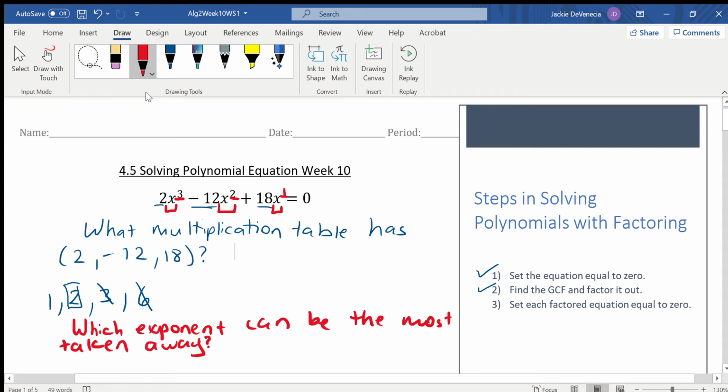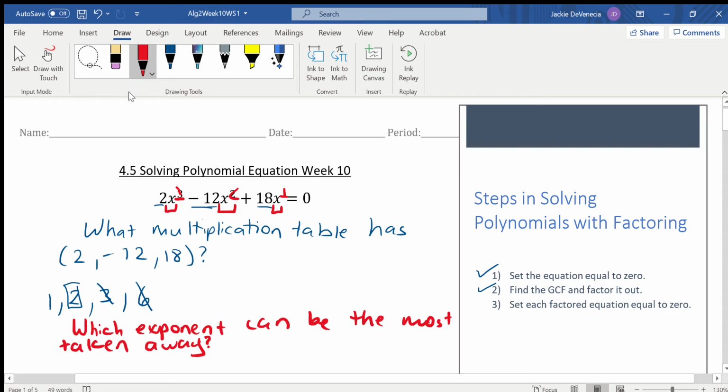So let's start with 3. I can take away 3 from 3, but you can't take away 3 from 2 and a 1. You'll just get negative exponents, which we know we can't have. So that's off the table. What about 2? Well, 2 you can take away from 3 and 2, but 1, that's going to be an issue. Now 1, yeah, you can take away from 3 and 2 and itself. So that one is going to be our perfect choice.